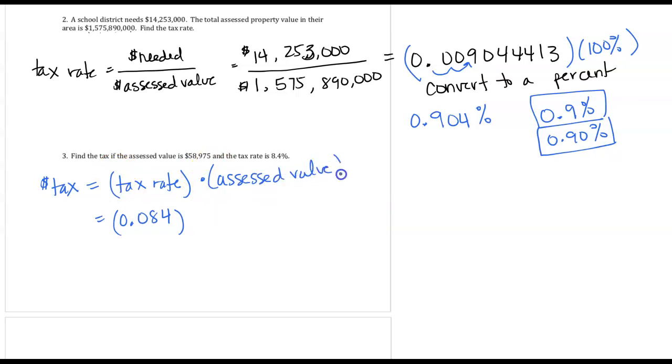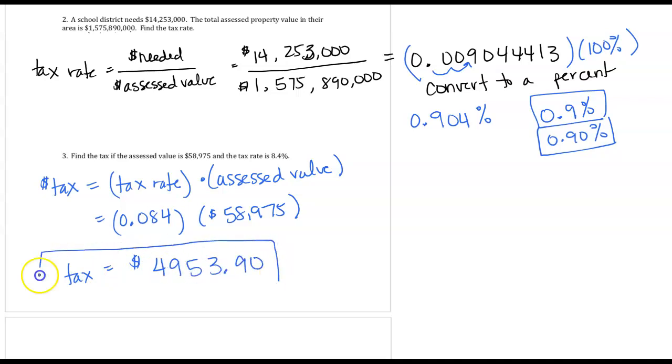In this case, we were given the assessed value of $58,975. Multiplying those two, I get a tax amount of $4,953.90. Keep in mind we're always rounding to the nearest penny, which is the second decimal place.